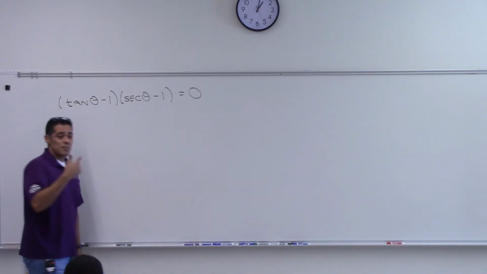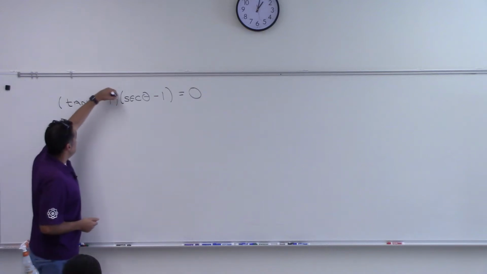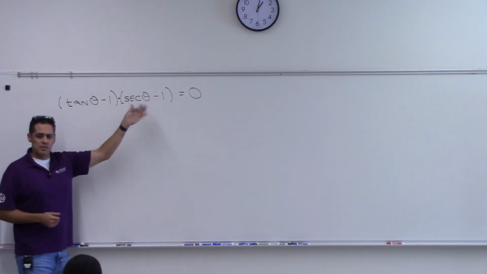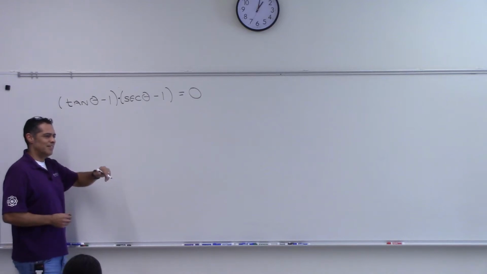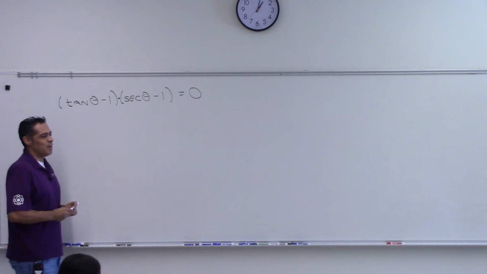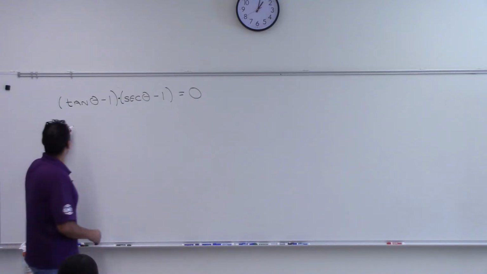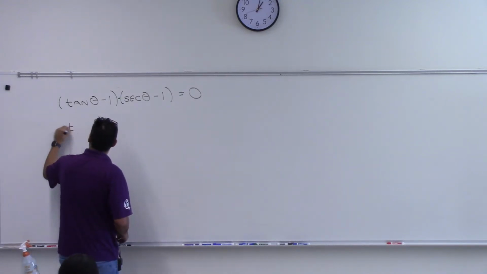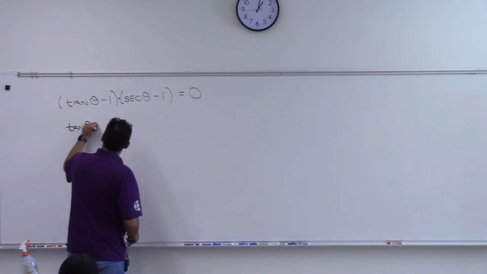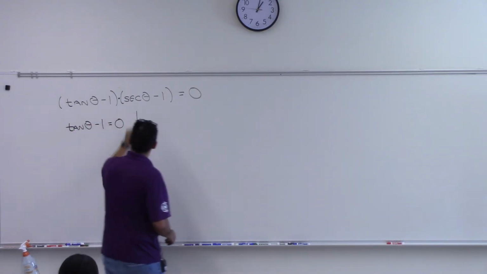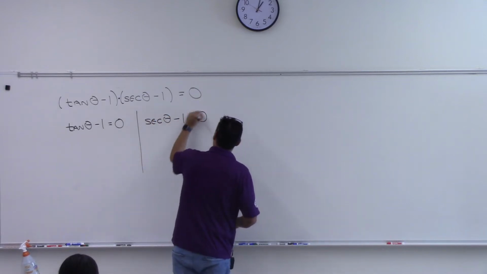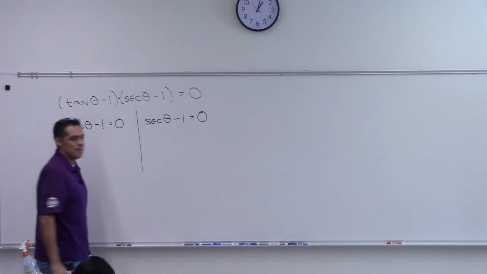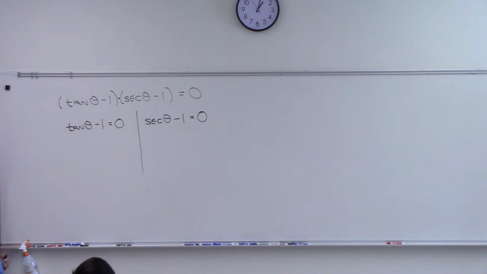The good news about this problem is it's already factored. You have two things that are multiplying to be 0, so you can set each one of these equal to 0. Tangent theta minus 1 equals 0, and secant theta minus 1 equals 0. Set each factor equal to 0.